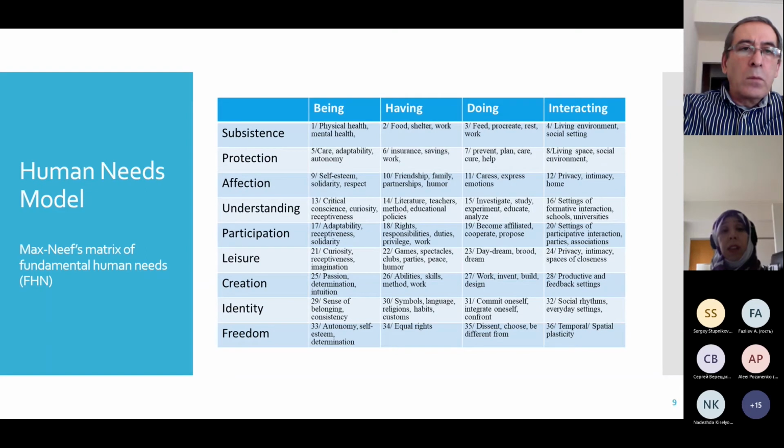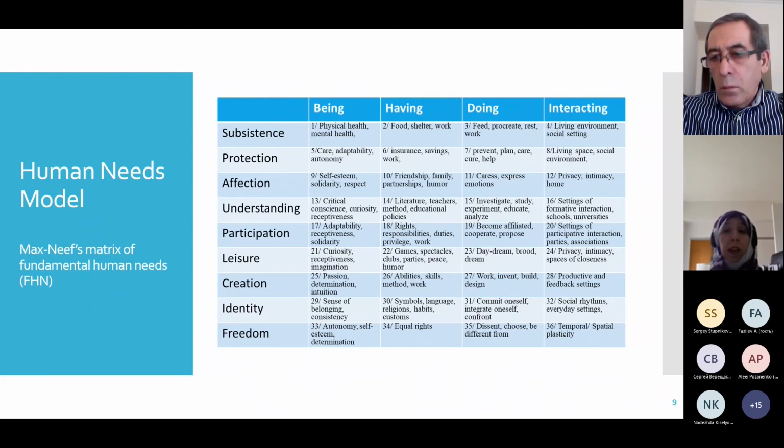These basic needs are subsistence, protection, affection, understanding, participation, leisure, creation, identity, and freedom, across the being, having, doing, and interacting axes. The cells in the middle, as you can see, are possible satisfiers for those needs.